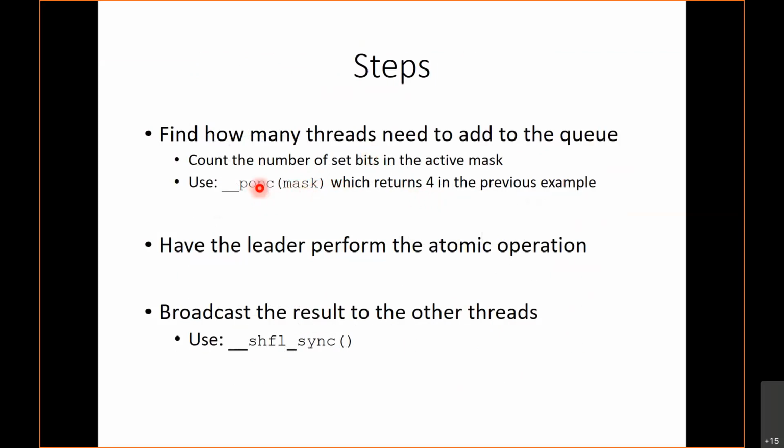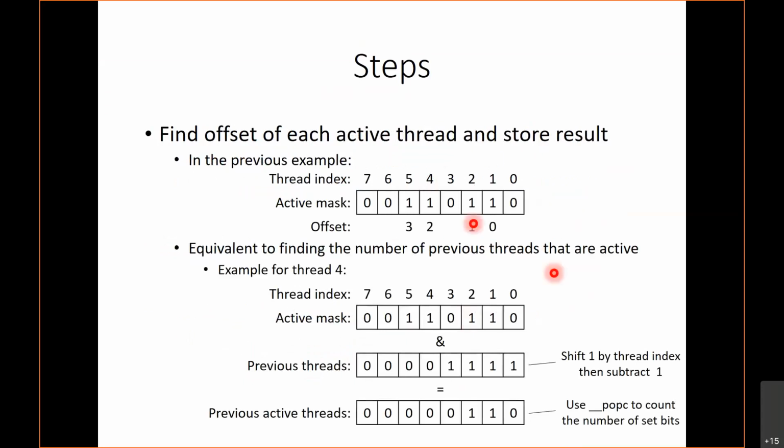So after we figure out the number of elements we want to allocate in the queue, we had the leader thread do the atomic operation, and then we used shuffle sync so that each thread in the warp gets the value from the leader thread to figure out where it should store its result. And then we saw how we can do some bitwise magic in order to figure out the position in the queue for each active thread, so that each thread can add its result to the queue. So this is what we talked about last time.